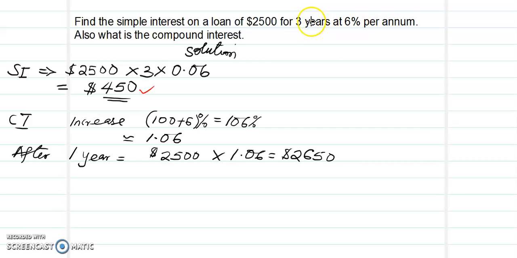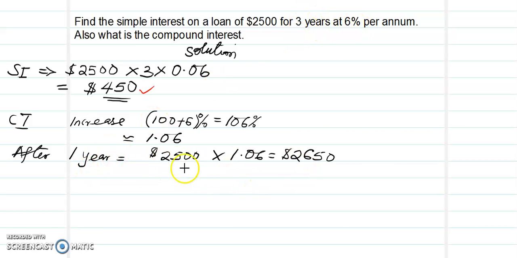You see the difference. In simple interest, we just multiply the number of years, the rate they are giving us, and the principal. Multiply all of them. While in this, we are going to multiply the principal and the rate, and continue like that to 3 years.